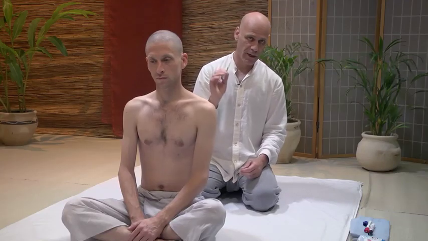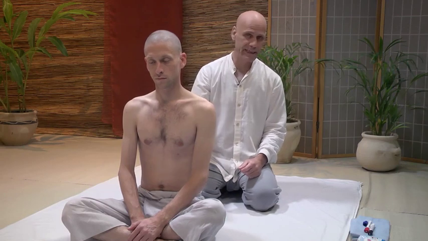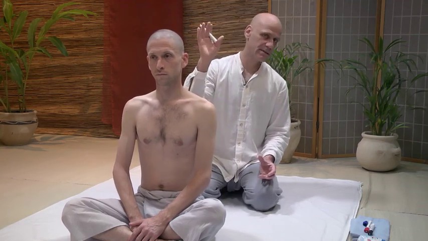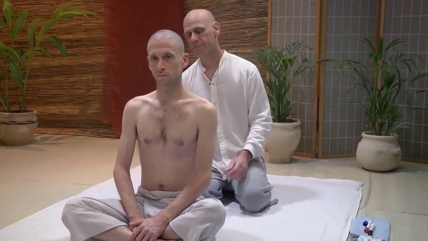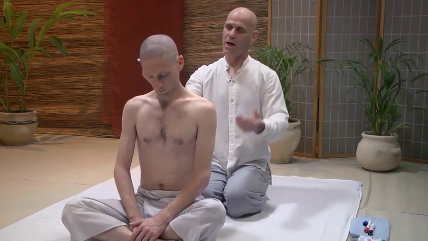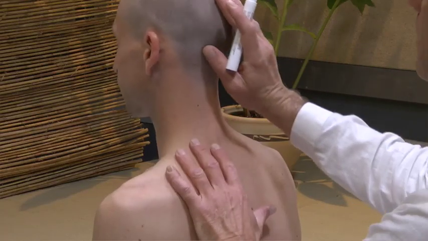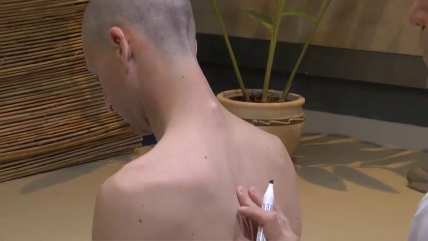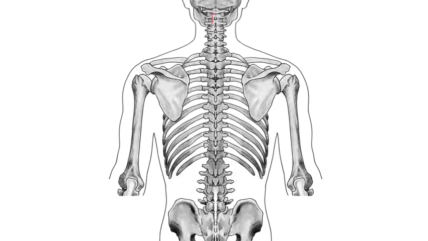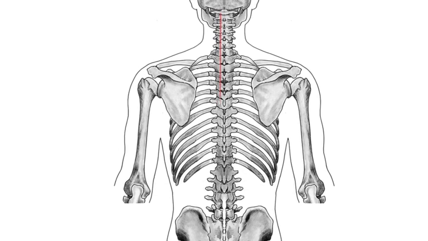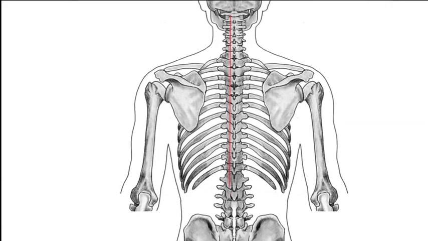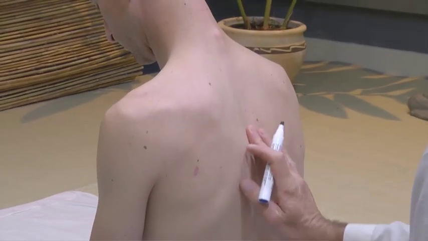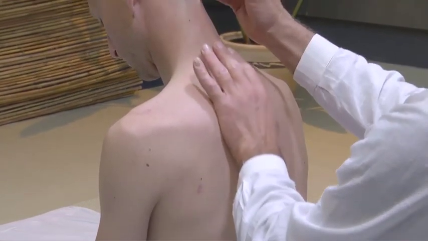Let me first show you the 3 back lines and the scapular lines, where all the points for headaches and neck and shoulder pains are. So line 1 begins here at the base of the skull, right next to the spinous processes, in the lamina groove.